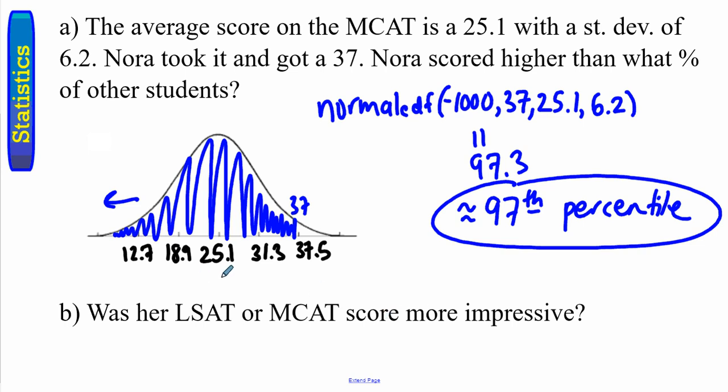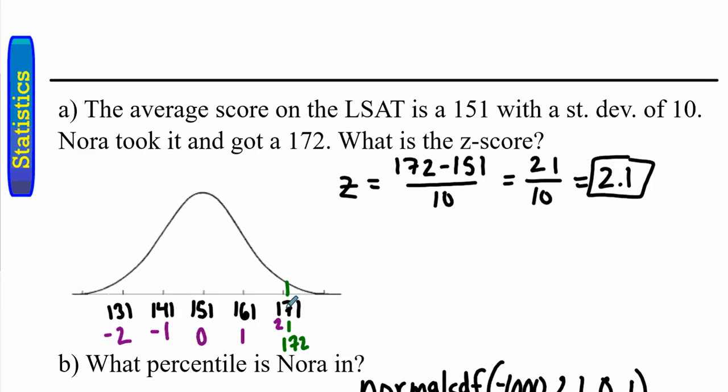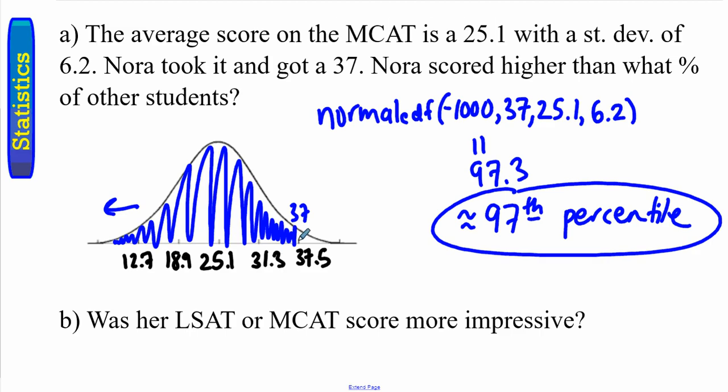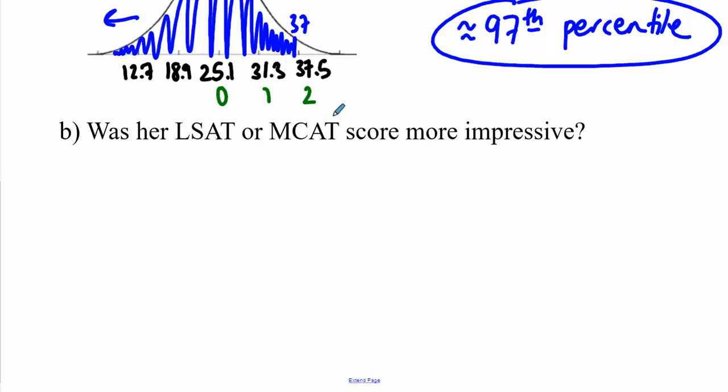You can also see just based on z-scores. Her z-score for the LSAT was slightly above 2, and her z-score for the MCAT was slightly below 2 standard deviations, because here's 0, 1, and 2. She's slightly below 2. So you could have just noticed it just based on the z-score. So there's a lot of ways to say the answer here. You could say it's based on percentiles or z-scores. I'm going to use z-scores.